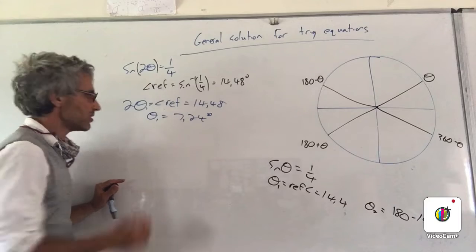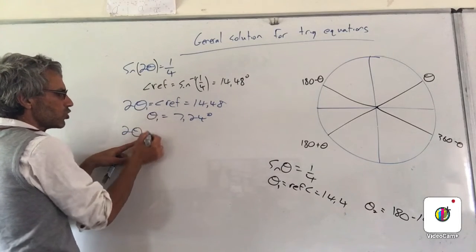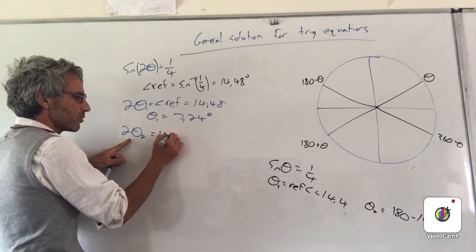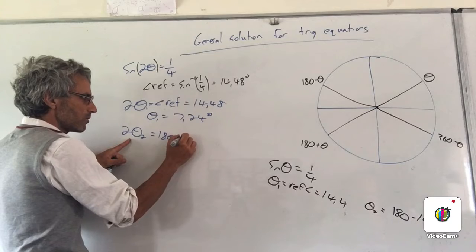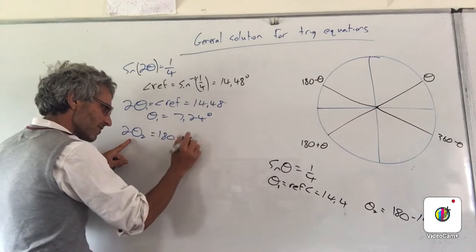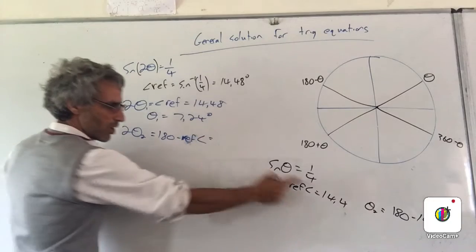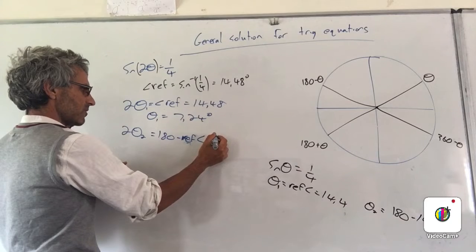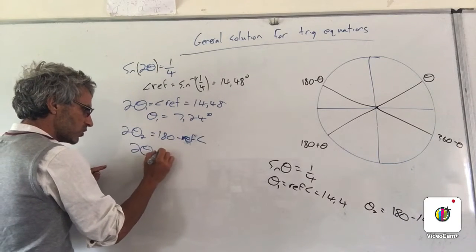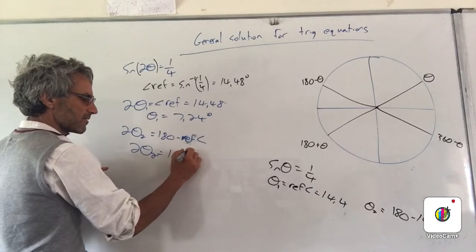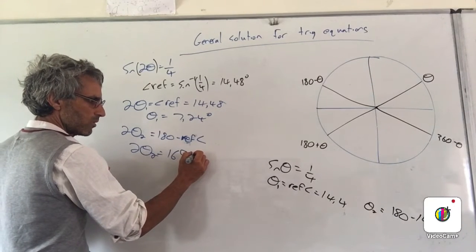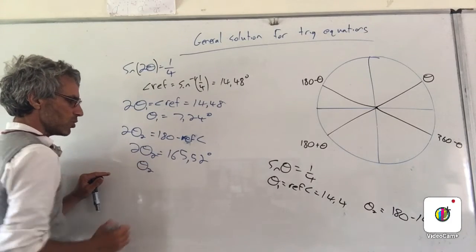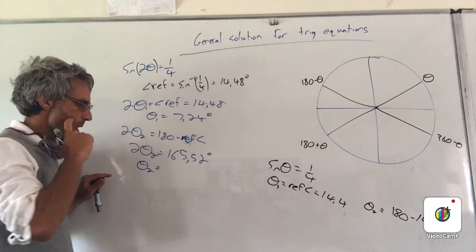But we've got another option. I'll call it 2 theta 2, just to show we have 2 solutions. What is that second option? 2 theta equals 180 minus the reference angle, which we already figured out. So 2 theta 2 is equal to 165.52. And that means that theta 2 is equal to half of that. How much?